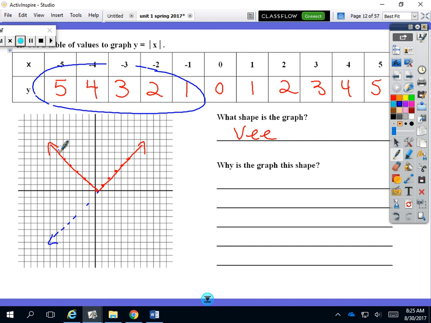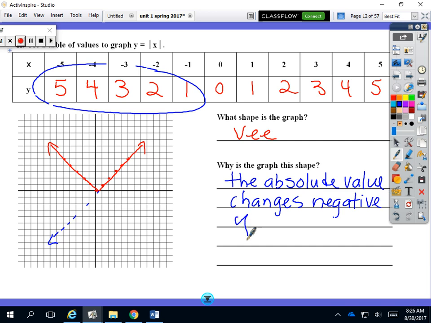So why is the graph this shape? The absolute value changes negatives to positive. I'm going to abbreviate. Okay, so it changed it to positive.